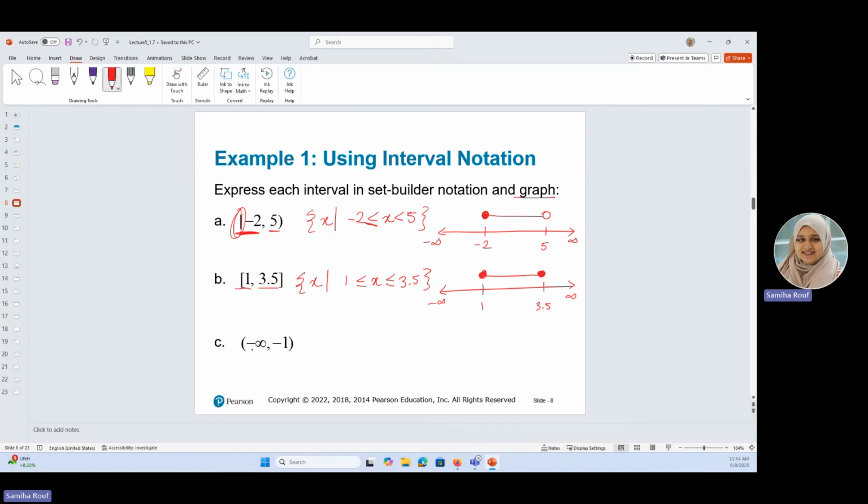Okay, finally, we have negative infinity to -1. Well, what does this mean? This means that when it comes to negative infinity, you can't really express that as an endpoint. Rather, it's saying your values of x are all smaller than -1. So x is any number smaller than -1. And since -1 has the parentheses, it's an open interval, so I won't put the equals to.